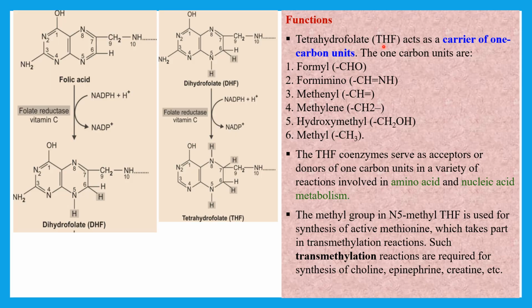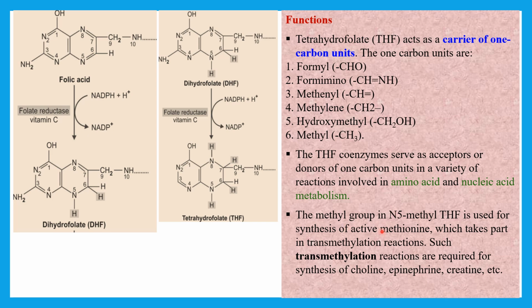Function-wise, tetrahydrofolate acts as a carrier of one carbon units. The one carbon units are formyl group, formimino group, methenyl group, methylene group, hydroxymethyl group, and methyl group. That's how it is very much involved in one carbon metabolism. Tetrahydrofolate coenzymes serve as an acceptor or donor of one carbon units in a variety of reactions involved in amino acid and nucleic acid metabolism.